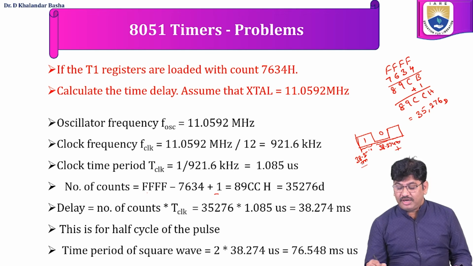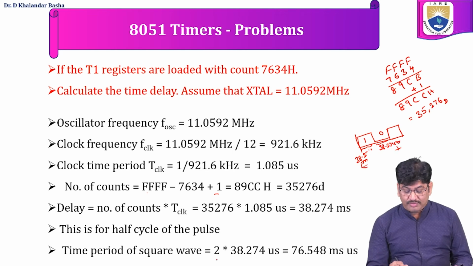So the total time period, given as T, is equivalent to 2 times it, 2 into 38.274 milliseconds, which gives us 76.548 milliseconds.